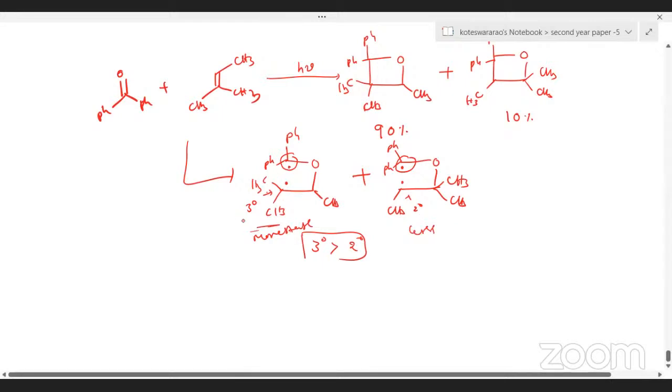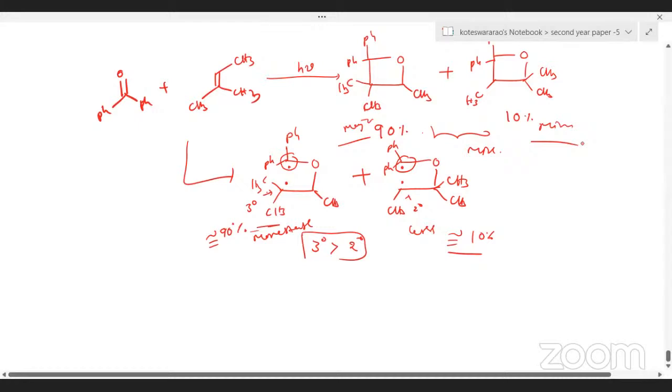Due to that reason, if you stop the reaction in the middle, the ratios are also obtained. More or less 90% of the intermediate obtained is this radical, and more or less 10% of this radical will be recovered. Based on that, the products are also generated, a 90 plus 10 ratio of the mixture. This is the major product, up to 90%, and this is the minor product, only 10% is generated.